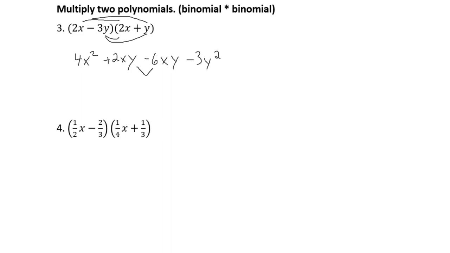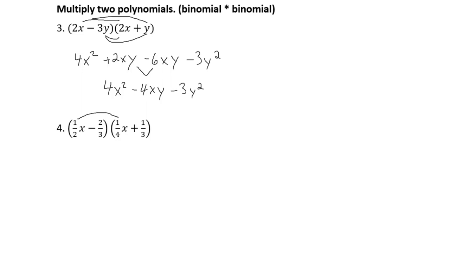Look at your middle terms. They are like terms, so we're going to combine them. 2 minus 6 gives you negative 4xy minus 3y squared. All right, so here we have one with fractions.